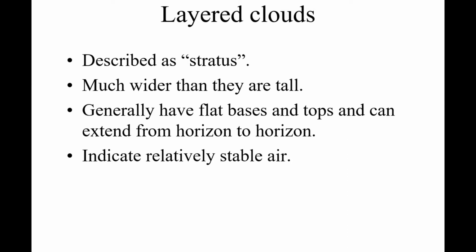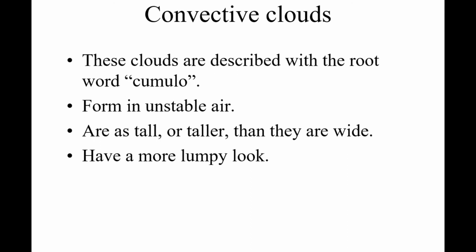Layer clouds are flat clouds. They're described as stratus, a Latin origin that means kind of like a blanket. They are much wider than they are tall. They have flat bottoms and flat tops and often can extend from horizon to horizon, and they indicate relatively stable air. What that means is there's not a lot of up and down movement in the air. If there is a lot of up and down movement, we get what are called convective clouds.